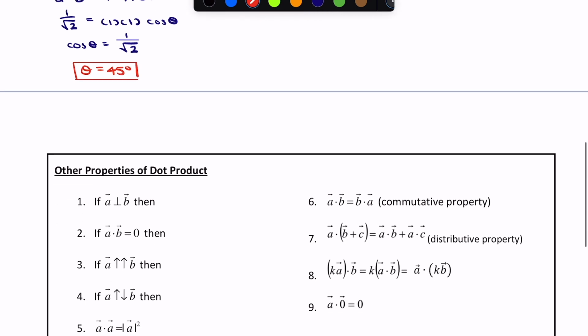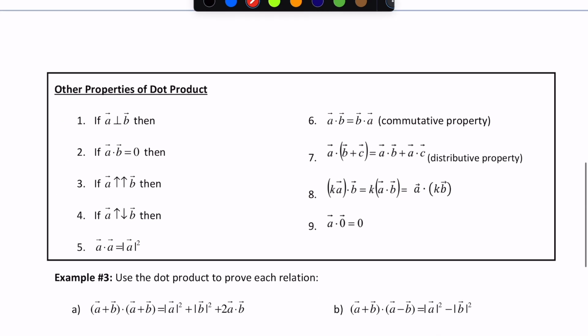Okay, if you look at some other properties of the dot product, here if vector A is perpendicular to vector B, then vector A dot vector B will be equal to 0. If the dot product of vector A and vector B is equal to 0, then again, vector A will be perpendicular to vector B.